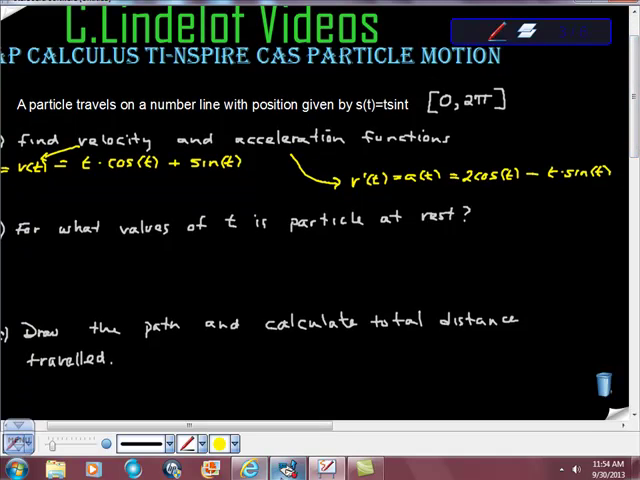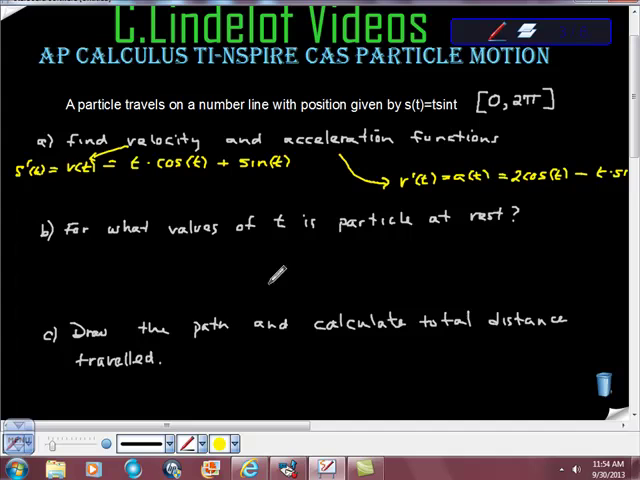As we continue to answer the question, it says, for what values of t is the particle at rest? Well, I know this: rest when v of t is equal to 0. And remember, we're on 0 to 2 pi, which is an interval, not a point. I'm going to show them this just in case I screw up my arithmetic. I'm going to show them that when velocity is 0, then my particle is at rest. Then I'm going to go back to my calculator.